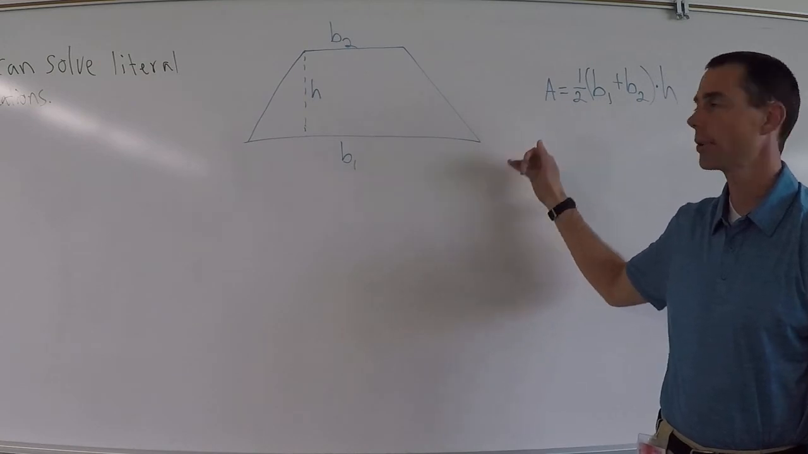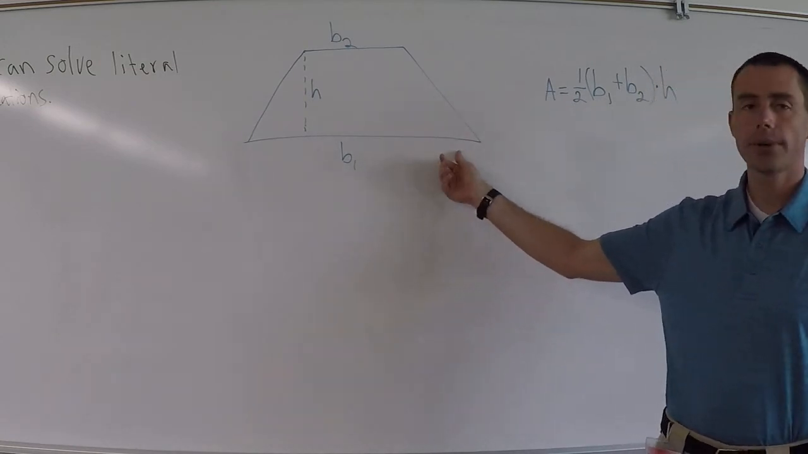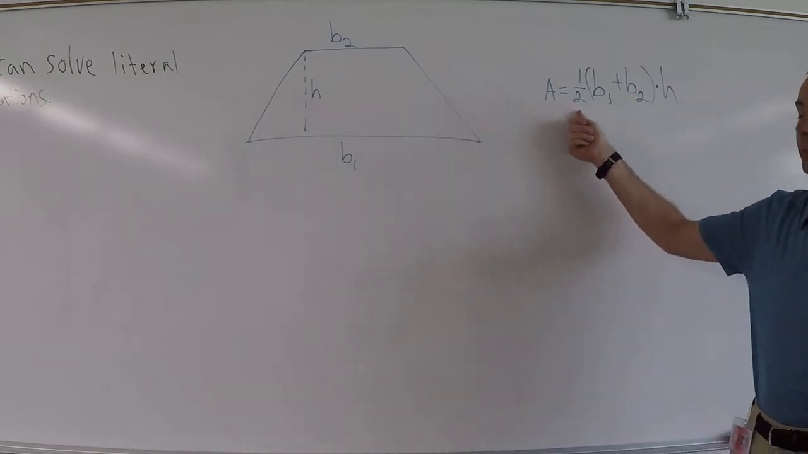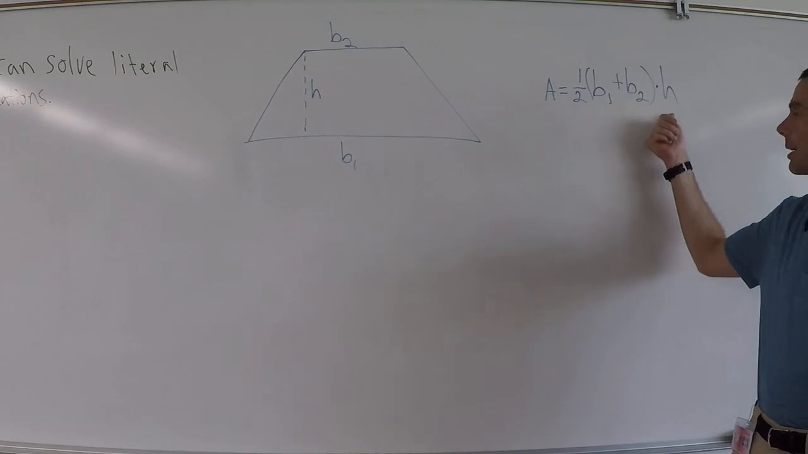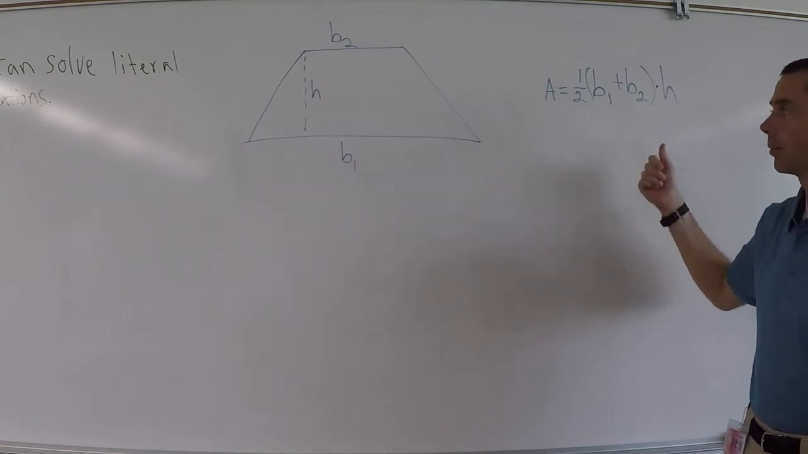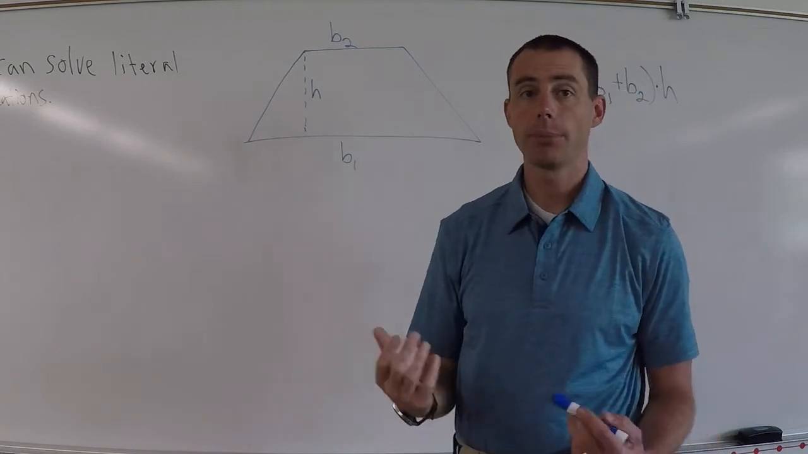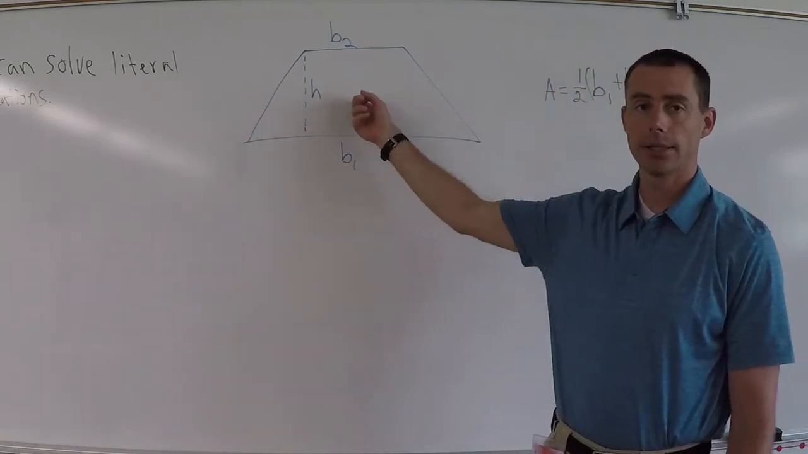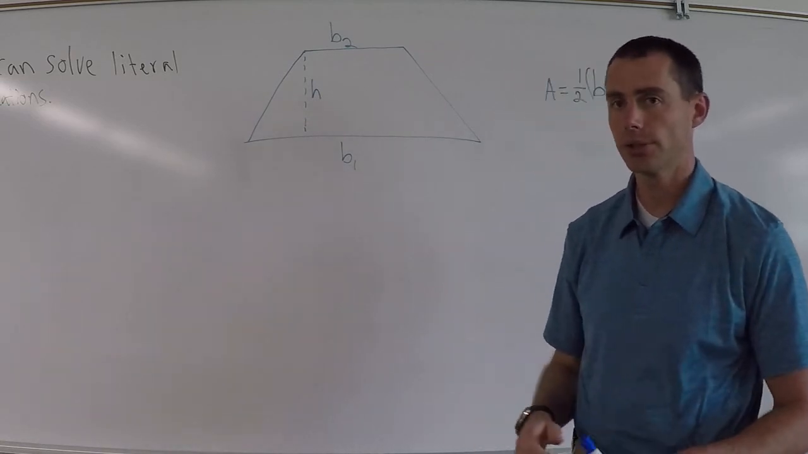normally see it. So for example, we have here a trapezoid, and the equation to find the area of a trapezoid is 1/2 base 1 plus base 2 in parentheses times height. Well, what if we were given the area and maybe the bases, but we needed to solve for height? And that's where literal equations come in handy. That's where we use them.